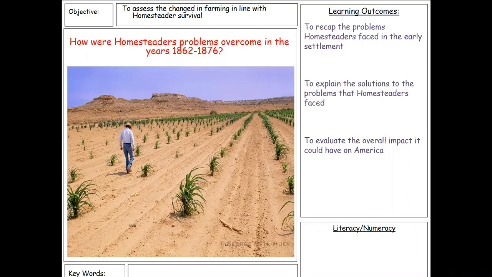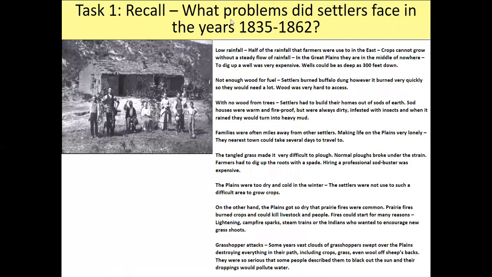Then to look at the solutions to the problems that homesteaders faced. And then we're also going to look at in a bit more detail something called the Timber Culture Act and evaluate the overall impact it could have had on America as a nation. Remember, homesteaders, people were moving to America, they were moving to areas like the Great Plains. However, it's quite problematic as well, because the Great Plains was very difficult to farm on. So the first thing we're going to look at is why.